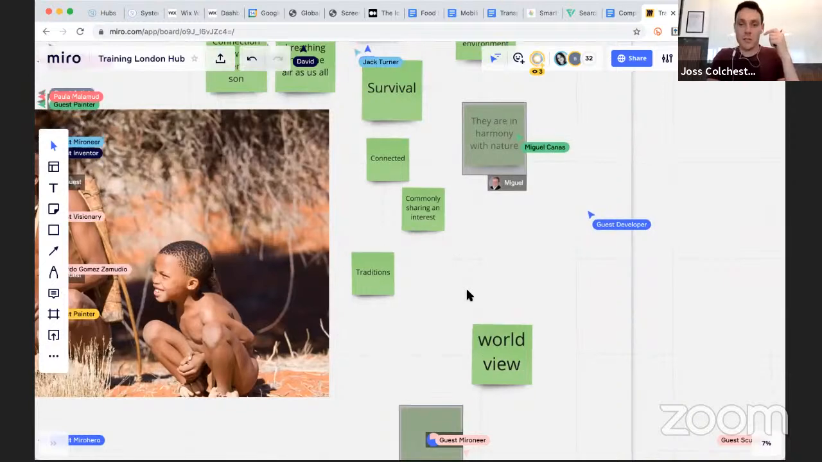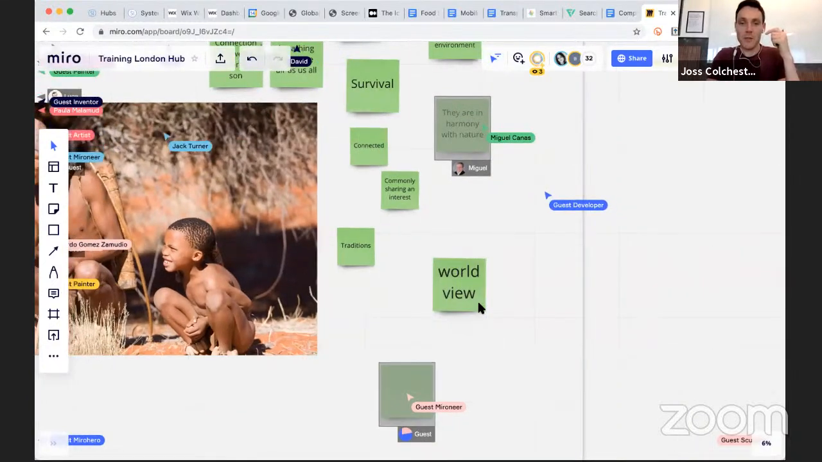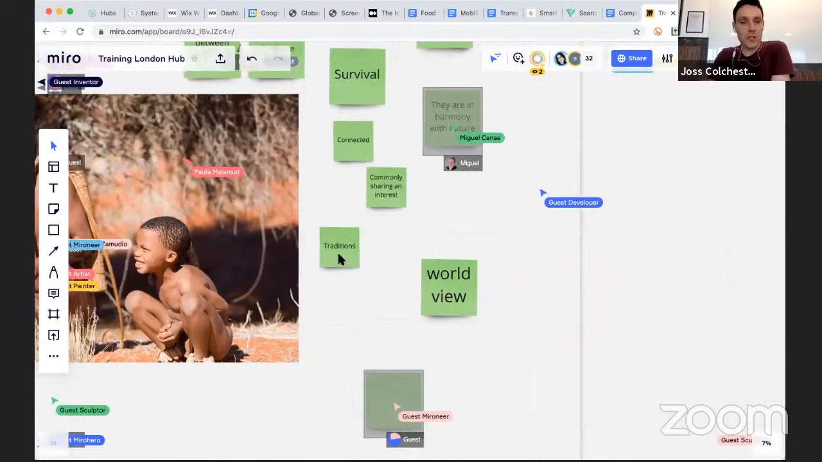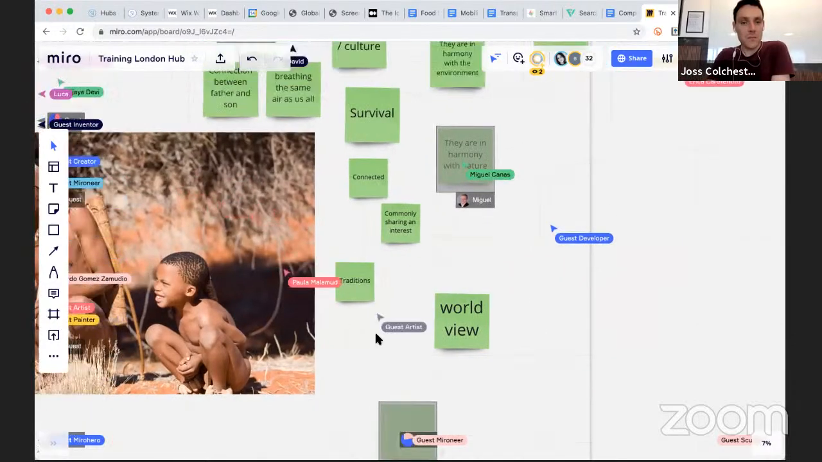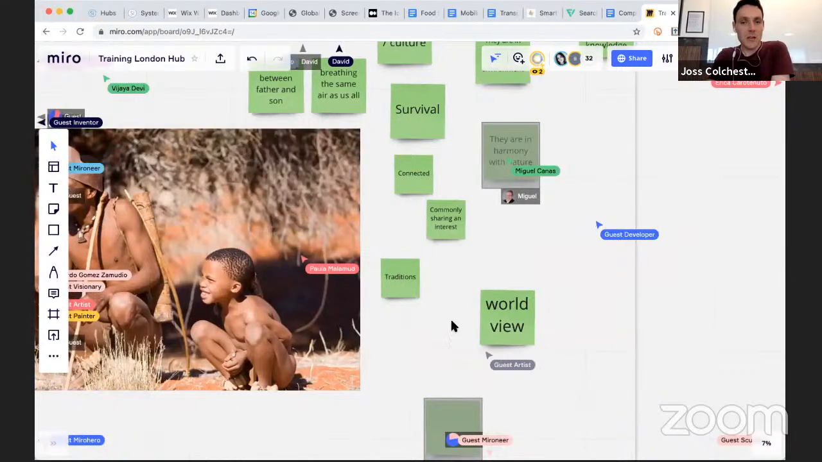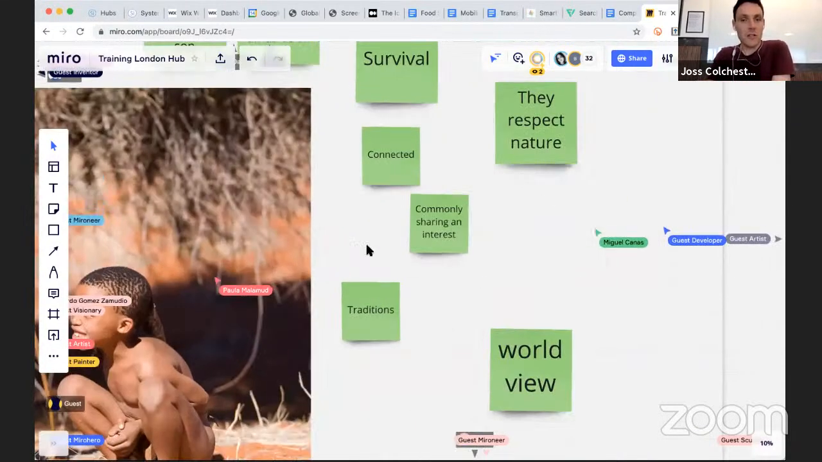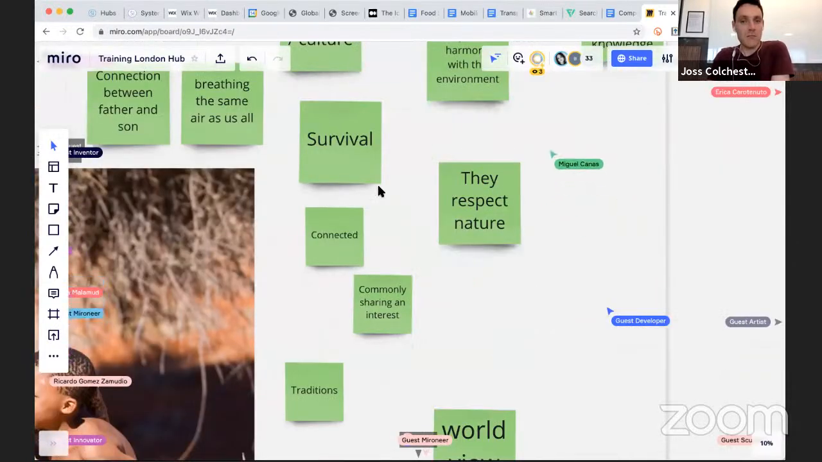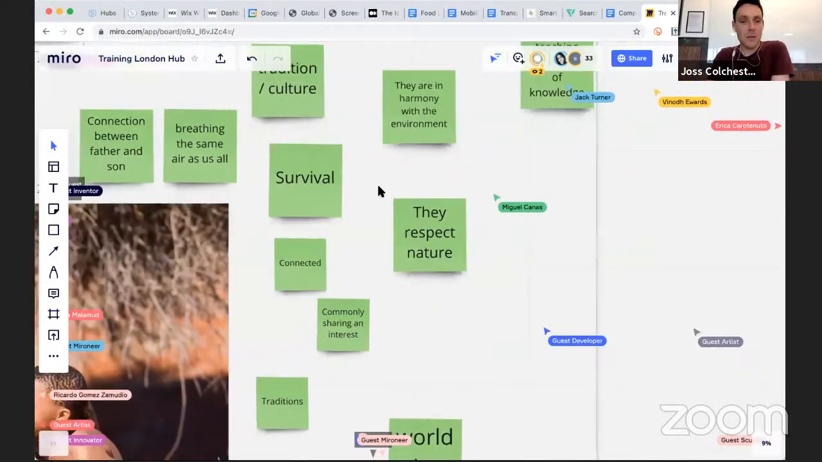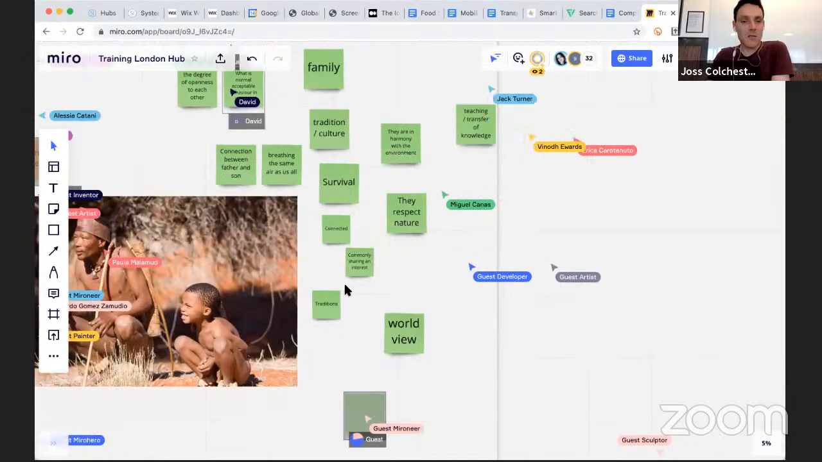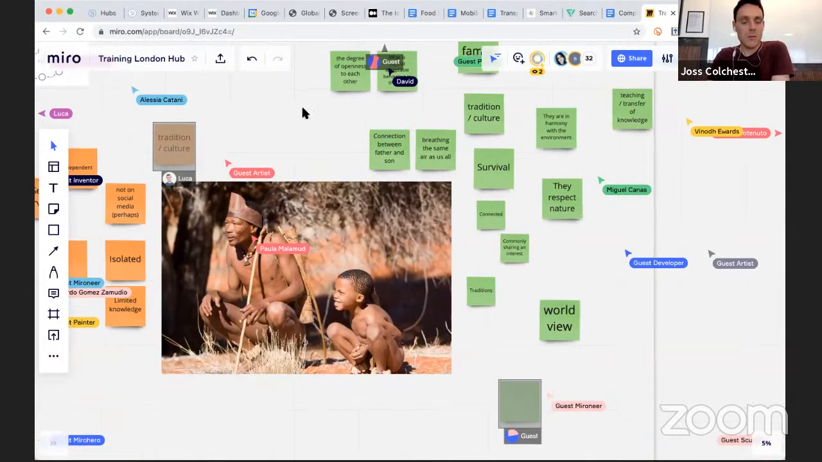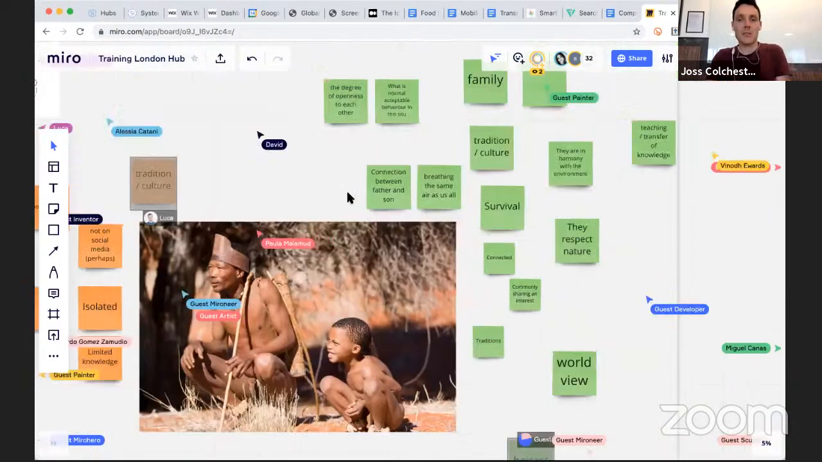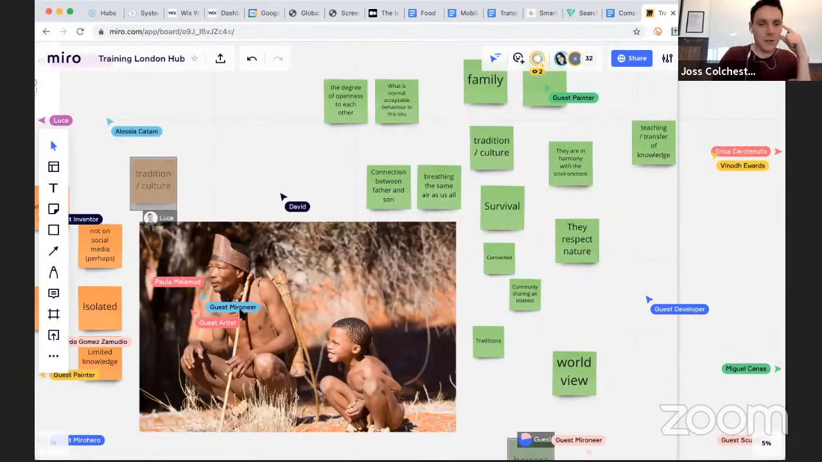I'm just going to take a quick look before we wrap up. So a worldview, traditions, commonly sharing an interest, connected, they respect nature, they're part of nature, they may be part of this ecosystem in many, many different ways. Connection between father and son. So let me take a look at these ones first.